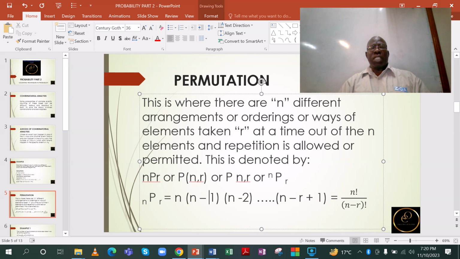Or you can be given this, which again is the same, or you can be given this one.